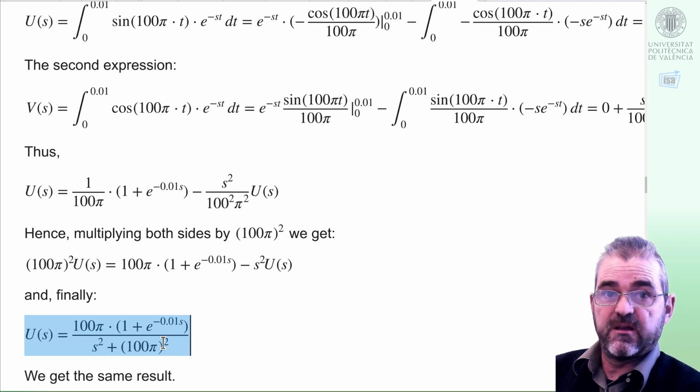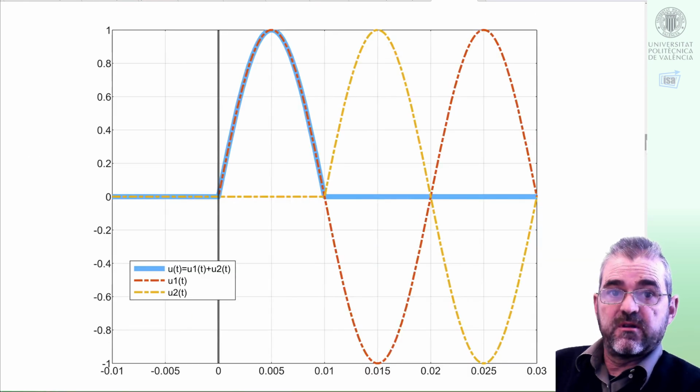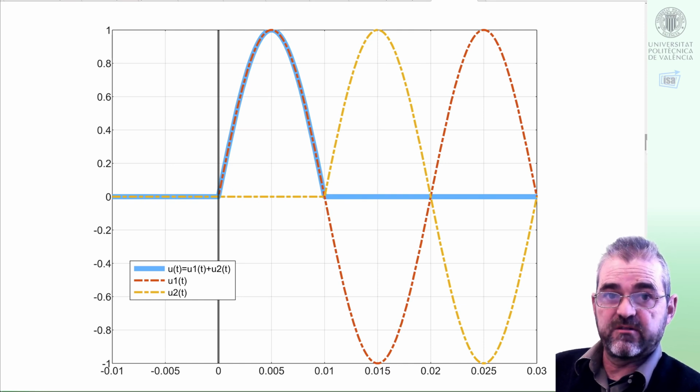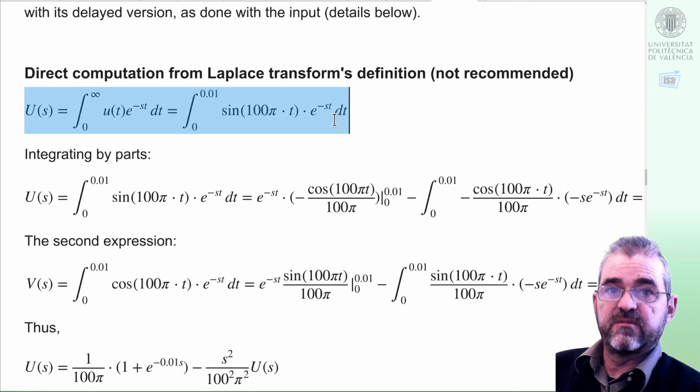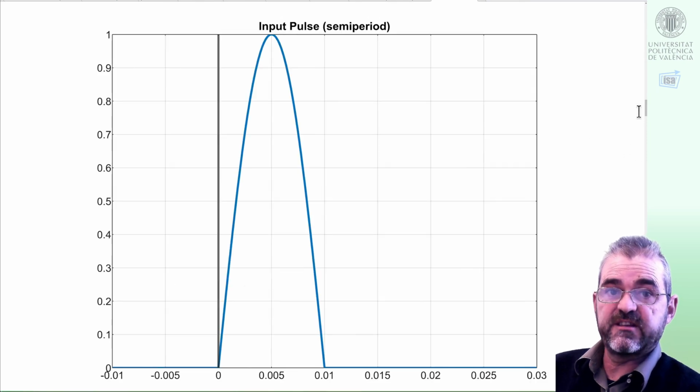So this is it. In this video, we compute the Laplace transform of the blue sinusoidal pulse in 3 ways. First one, by just believing Matlab's symbolic toolbox. Second way, by realizing that the blue thing is the superposition of a red sinusoidal and a delayed sinusoidal in yellow. And third option, by computing this thing, integrating by parts. The 3 ways give us the same result as intuitively expected.